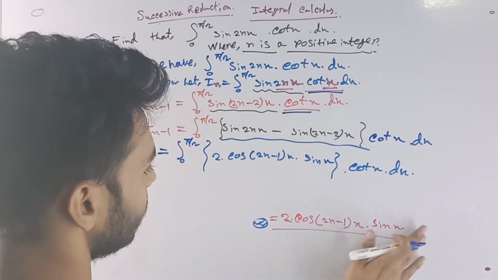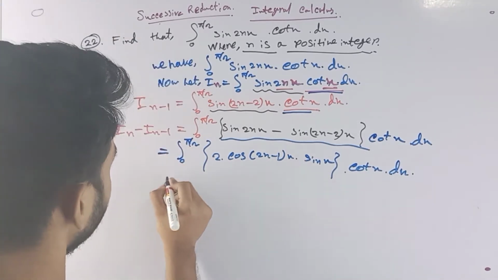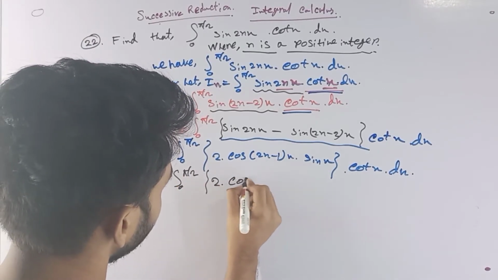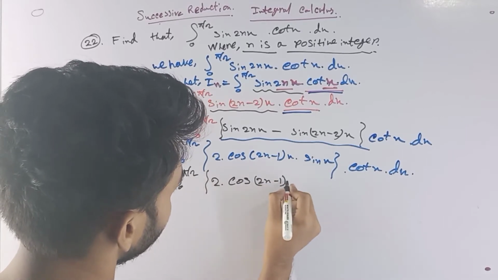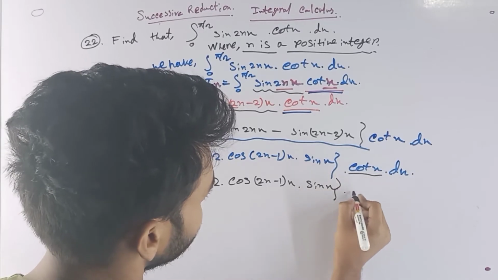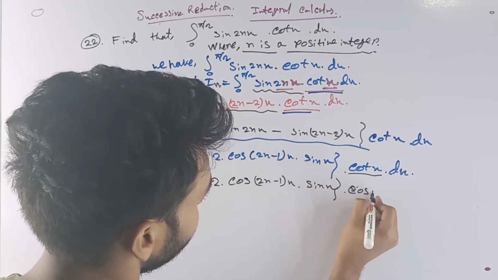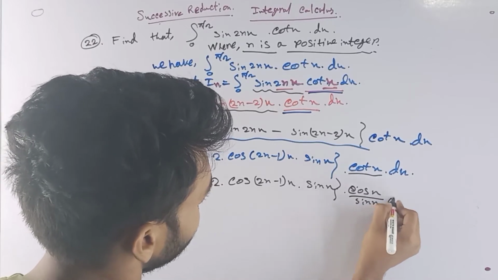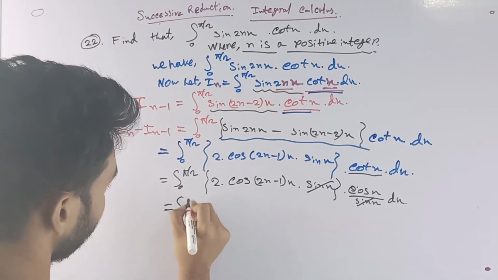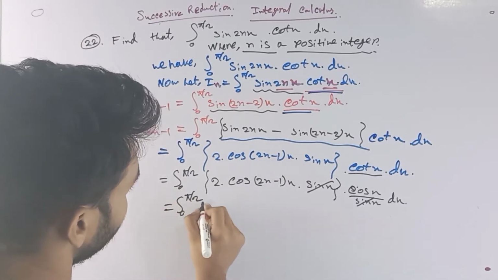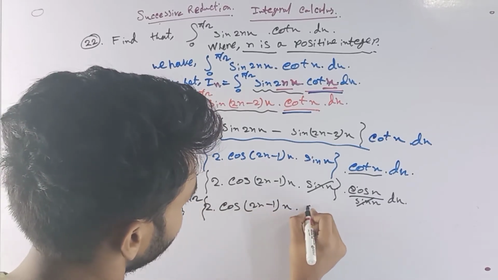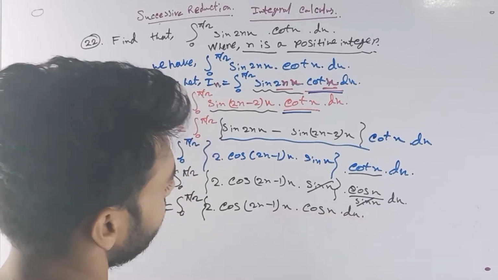Now I write it again: the integral from 0 to pi by 2 of 2 times cos of (2n minus 1)x times sine x, and cot x is cos x divided by sine x, times dx. The sine x cancels out, and that equals the integral from 0 to pi by 2 of 2 times cos of (2n minus 1)x times cos x dx.